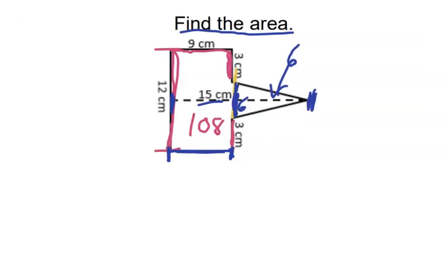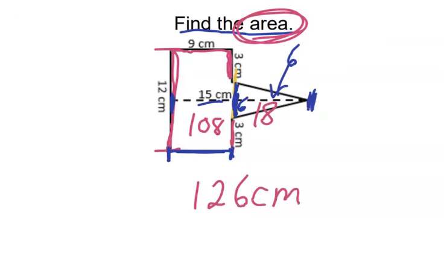Okay, so let's do it. 6 times 6 is 36. But it's a triangle, so 36 divided by 2. So this triangle right here is 18. So to find the entire area, you're going to do 18 plus 108, and that gives you 126 centimeters, and its area, centimeters squared. 126 centimeters squared.